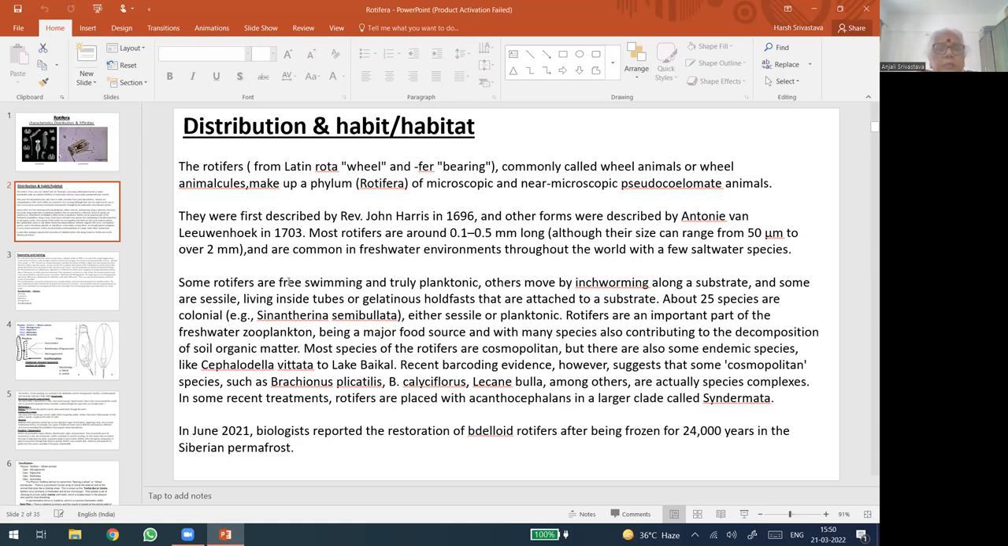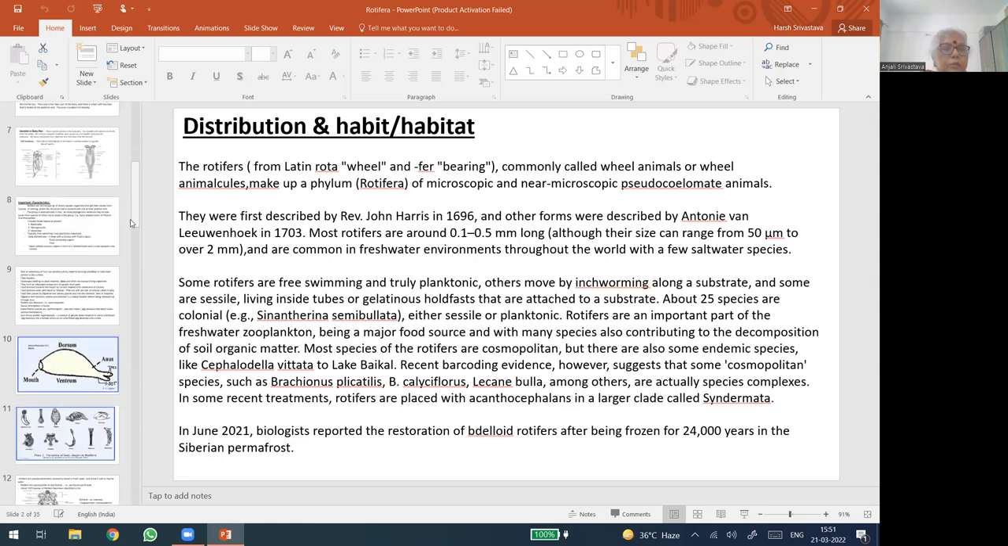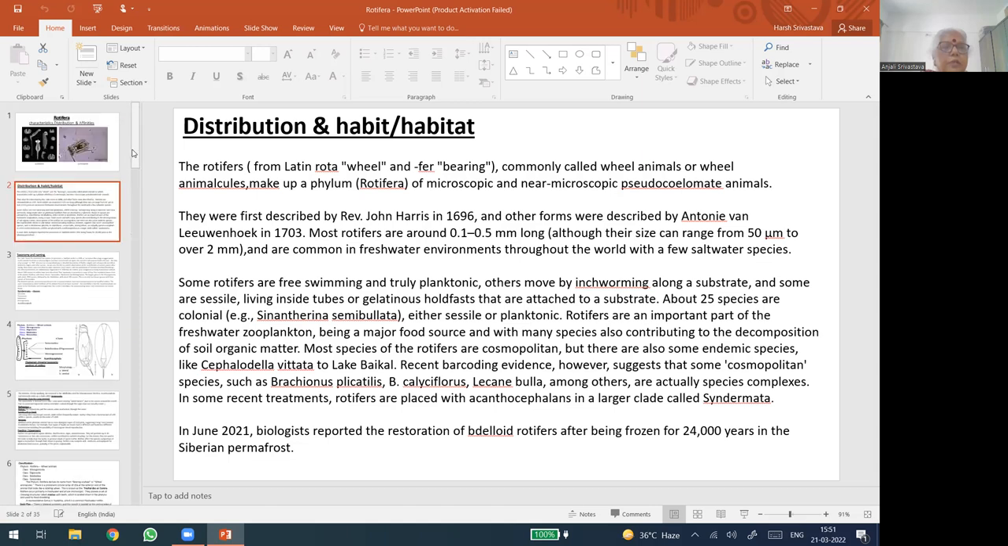Regarding their behavior or habitat, some rotifers are free swimming and truly planktonic. Others move by inchworming along a substrate. Inchworming is like this: this is the substratum, and like a worm, they move in this way. Inch karke jisko kehte hain khisakna, is tarah se inki movement hoti hai, that is inchworming. We will see in one diagram how they are moving. This is the inchworming movement. I'll show you in one diagram. Okay, we'll see when we do the locomotion separately. Here, let us see first the habit and habitat.